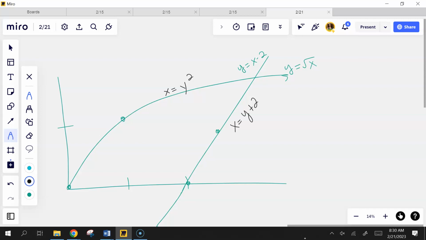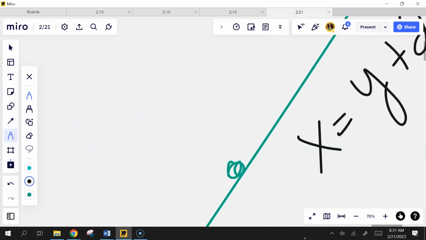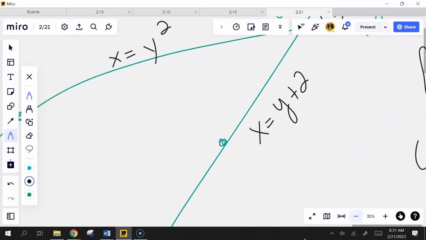Now I can integrate with respect to y, and I don't need to break it into regions. I can just do right curve minus left curve. So what is my y going from? Let's identify that point. We already said it was 4. 4 what? Whoa.